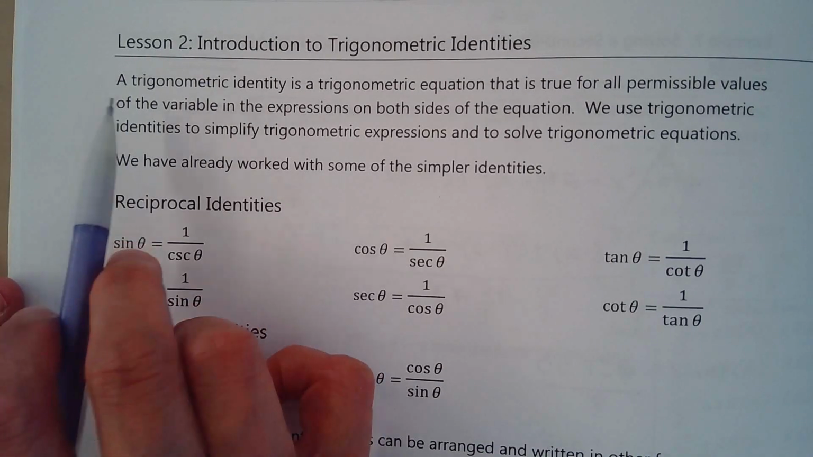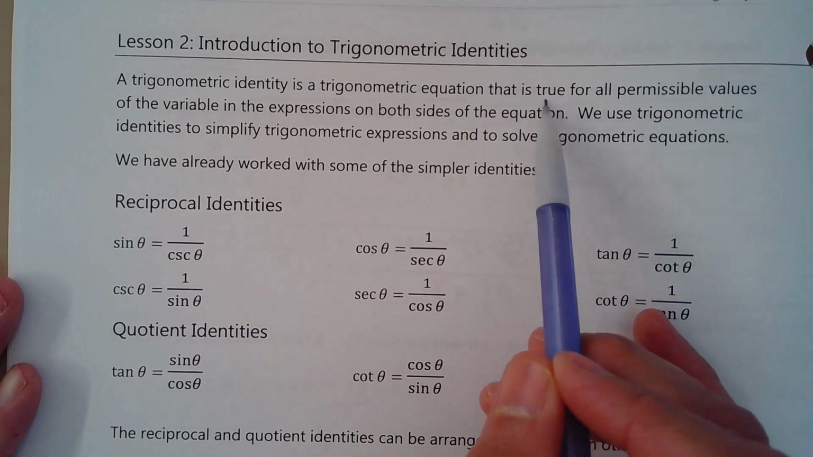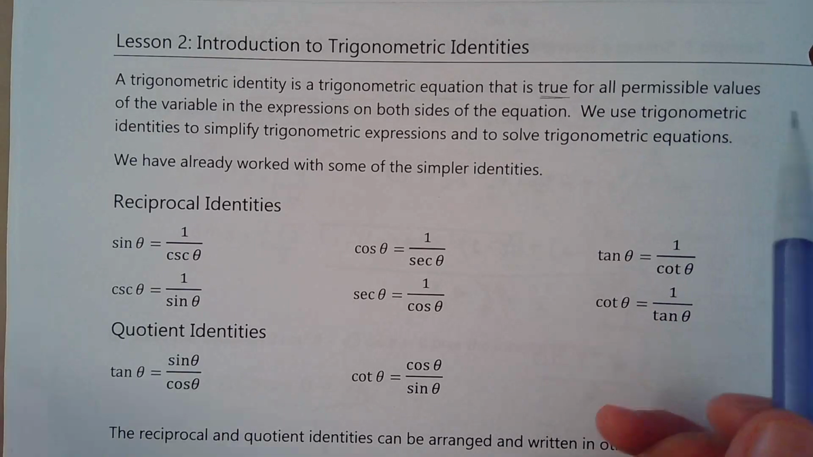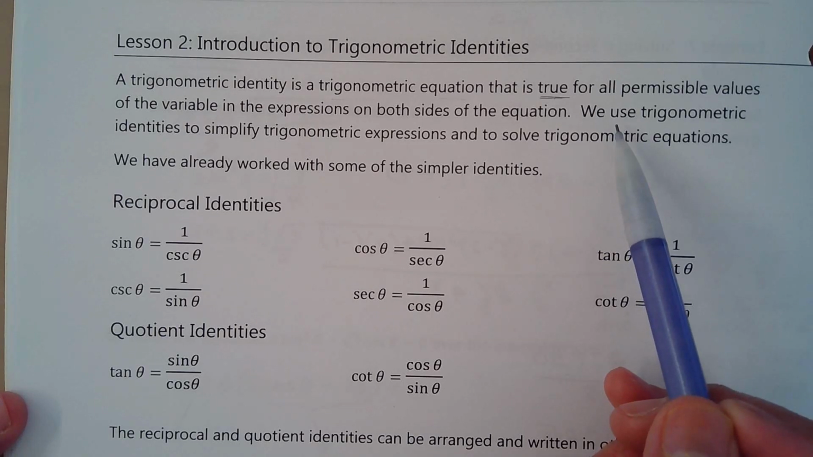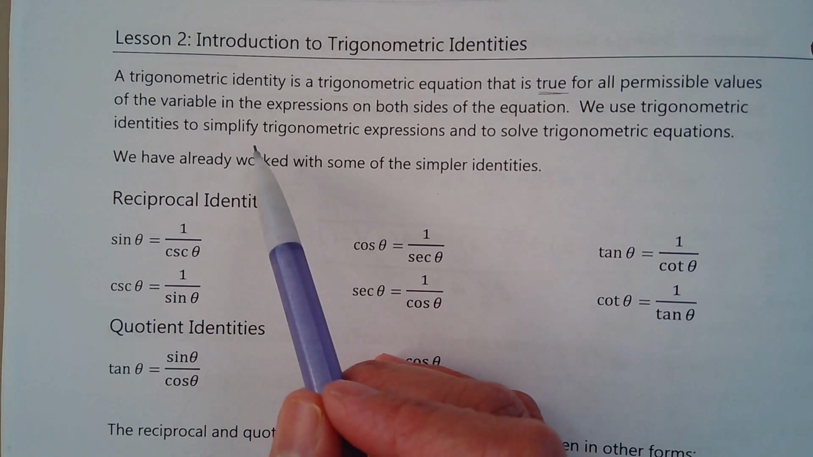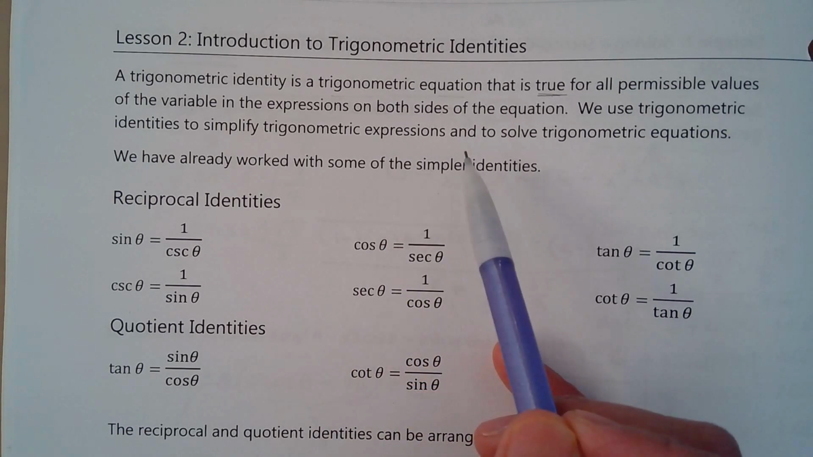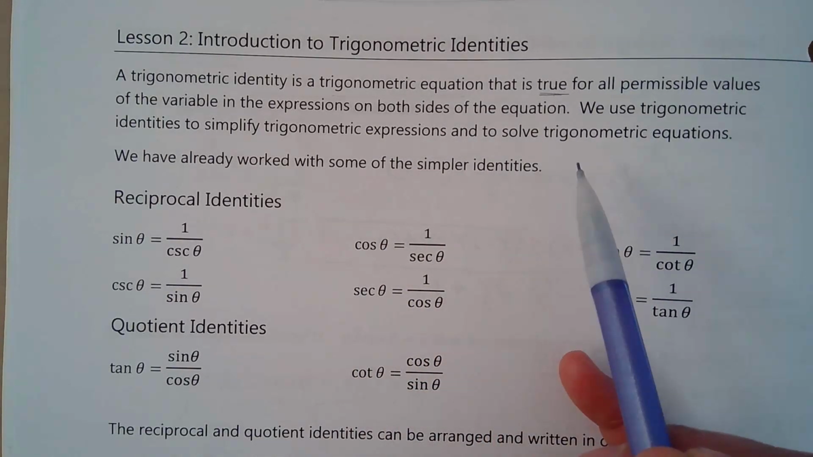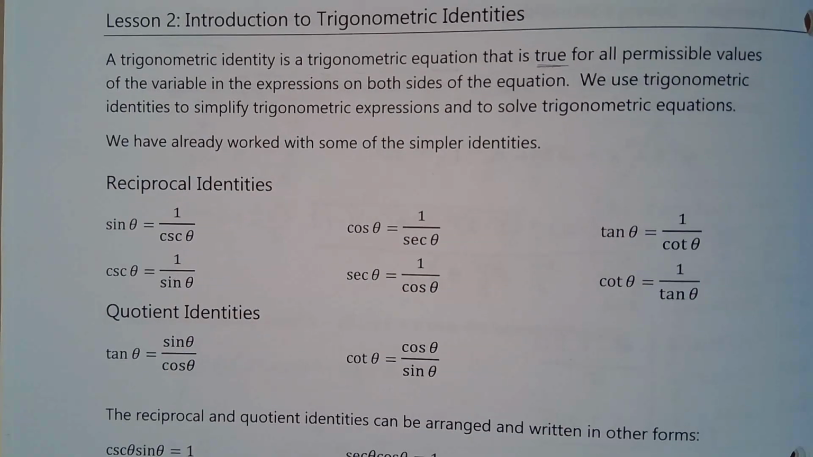So in trigonometry, what does it mean by a trig identity? A trig identity is a trigonometric equation that is true for all permissible values of the variable in the expression on both sides of the equation. So it's going to be true no matter what. Sometimes it's written differently, but it's really the same thing, and we'll see that later on. So we use trigonometric identities to simplify trigonometric expressions, and also it will help us later on to solve trig equations. So we're doing this to help us later on as well.